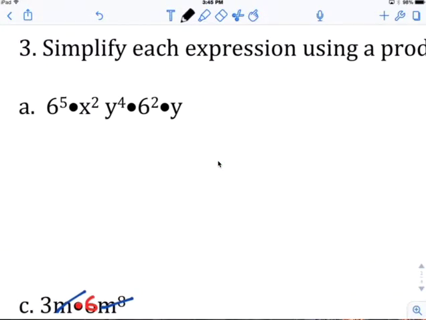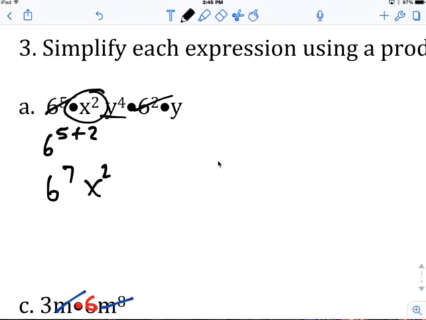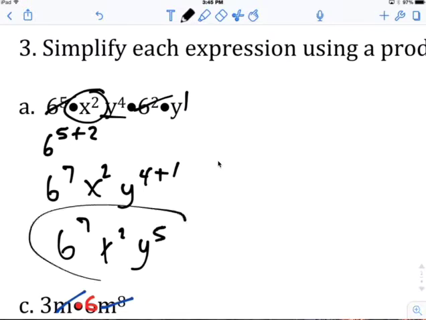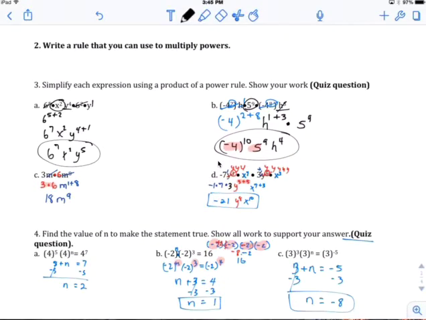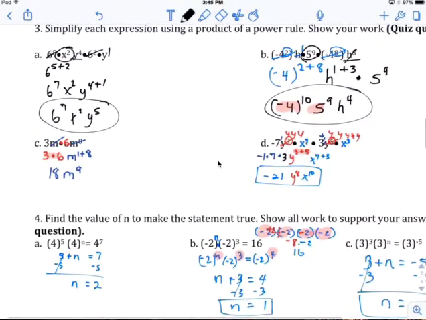Okay, and this one here, you got 5 to the 6, and here there's 2 to the 6. So you got 6 to the 7th. It's x squared, no other one. Y to the 4th, and here's where's 1 y. So 6 to the 7th, x squared, and y to the 5th. Okay, make sure you know the difference between when to multiply them and when not to.